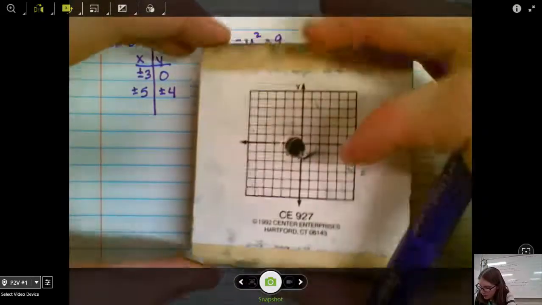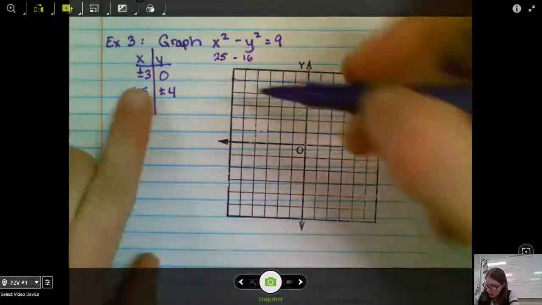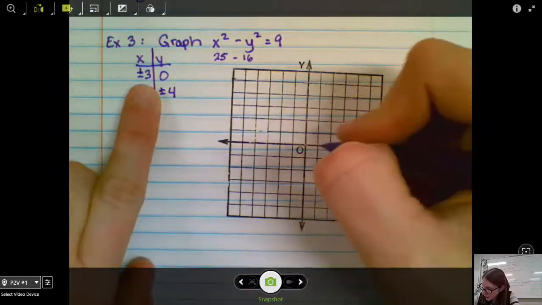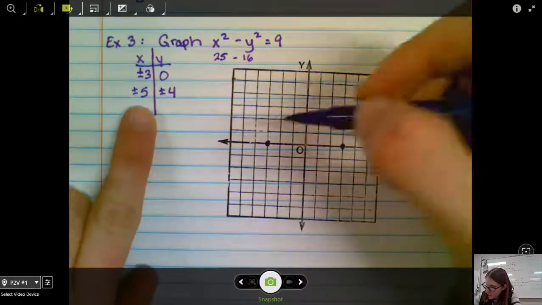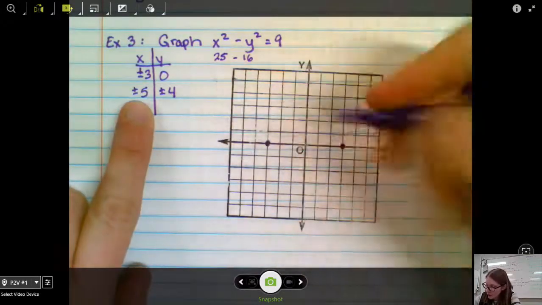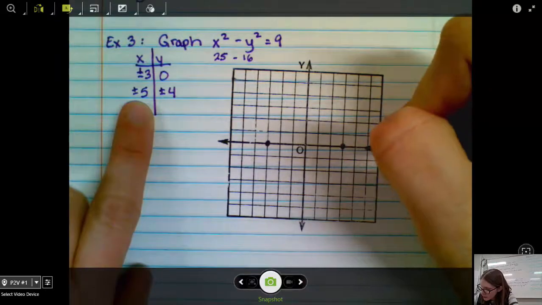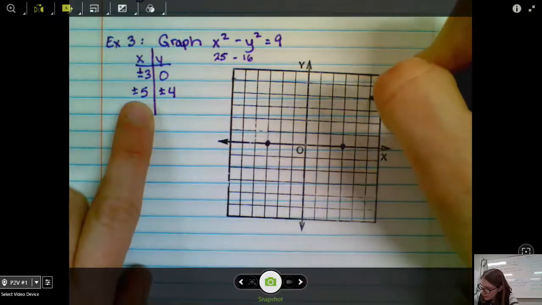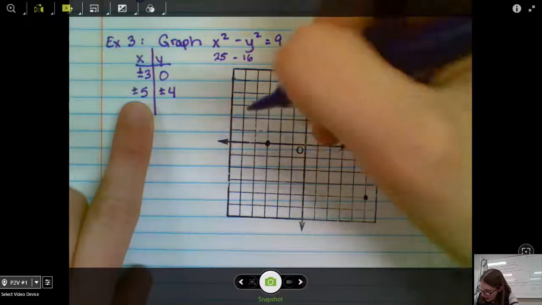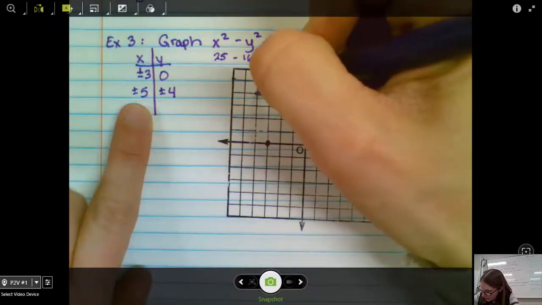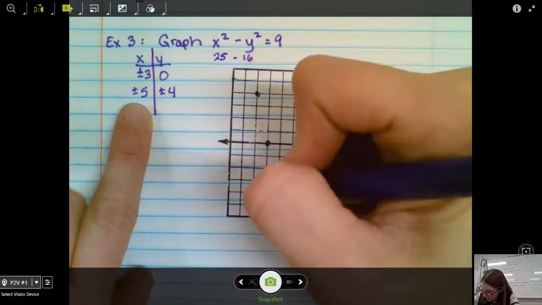So put my graph over here and plot our points. Plus or minus 3, 0 gives us 3, 0 and negative 3, 0. Plus or minus 5, plus or minus 4 could give us 5, 4, 5, negative 4, and then negative 5, 4, negative 5, negative 4.